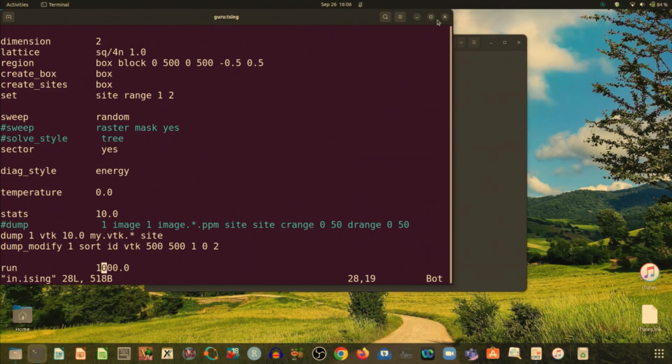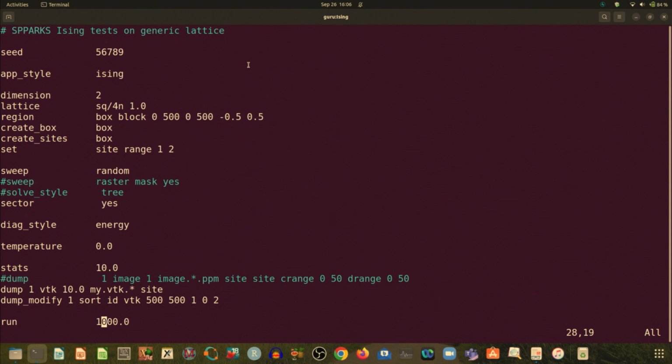Okay, so let us start with Ising. Ising is a code that I took from the SPPARKS example file itself. The only modification I have done is to dump a VTK file so that we can visualize it. I have not done anything else. So, you can see the Ising, SPPARKS Ising tests on a generic lattice. There is a seed, so that the same random sequence will come about. You can change the seed, so you will generate a different instance or experiment. And the app style is ising. I will show you the next one.